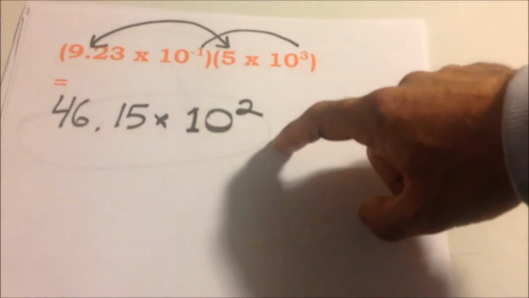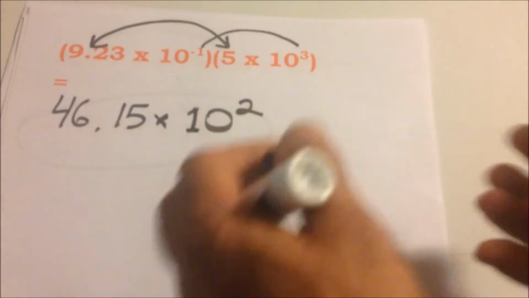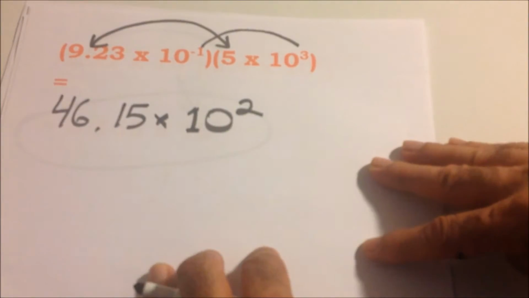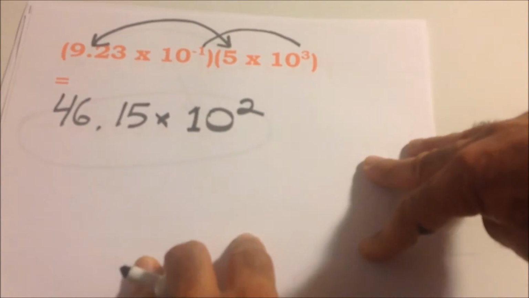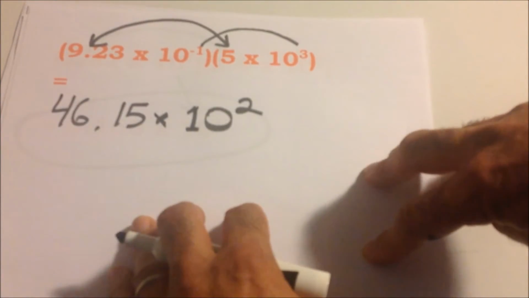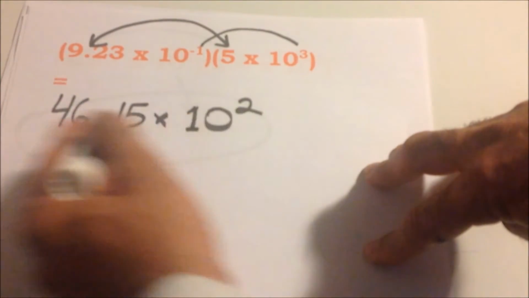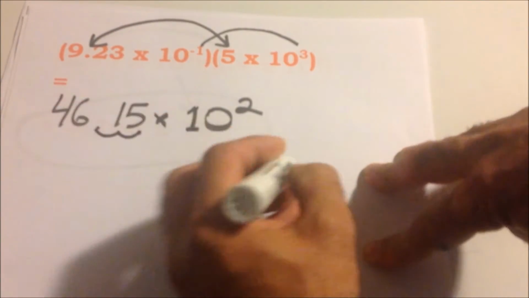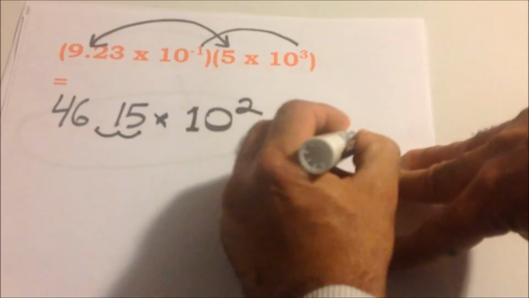So this is a good answer. It's just not in what? It's not in scientific notation. It's a perfectly good answer. Remember the difference. If I asked you on a test to give me the answer, well, this is the answer. You can do this, and then you can move it twice, 1, 2, and you'll get 4,615.